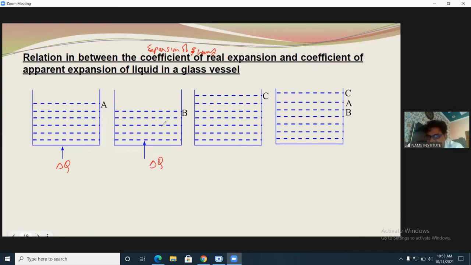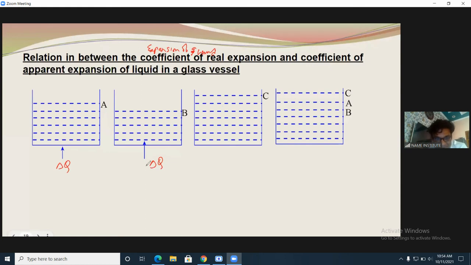It should be clear in a class here. Even though the level of the liquid is falling, the volume of the liquid still does not change, because the volume of that liquid is equal to the volume of that liquid. Heat is not transferring to the liquid. Still, heat is not transferring to the liquid here.